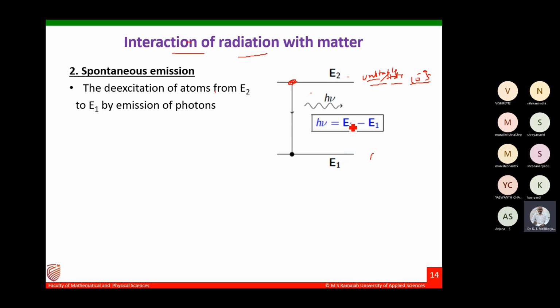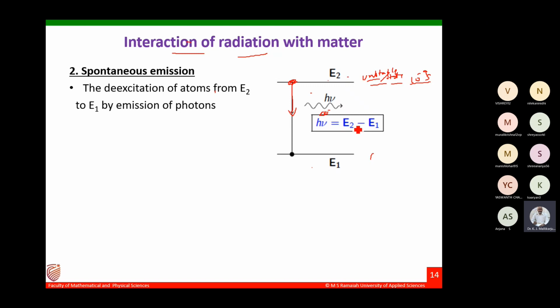That we call spontaneously. The moment it goes up, it comes back naturally, or spontaneously. That's why we call it spontaneous emission. And in spontaneous emission also, energy should be conserved. Whenever it has absorbed certain energy to go up, it has to release the same amount of energy when it comes down. When this electron or atom jumps downwards, it releases a photon, and that photon's energy is exactly equivalent to E2 minus E1.